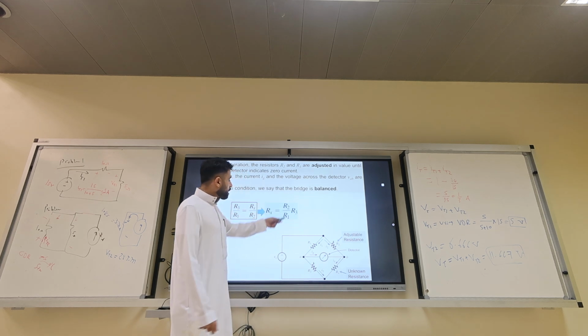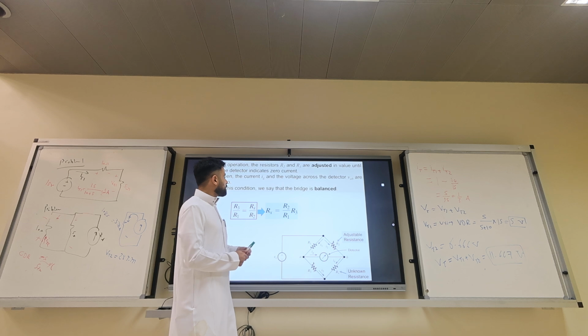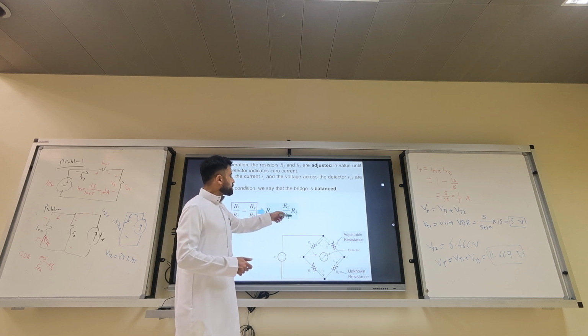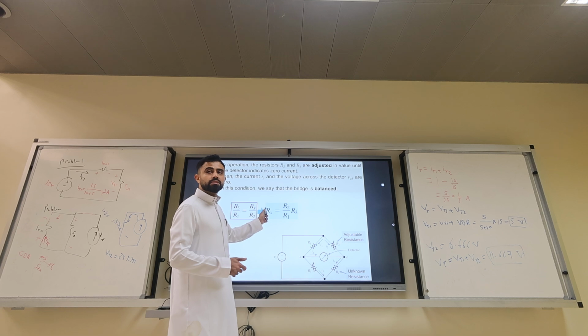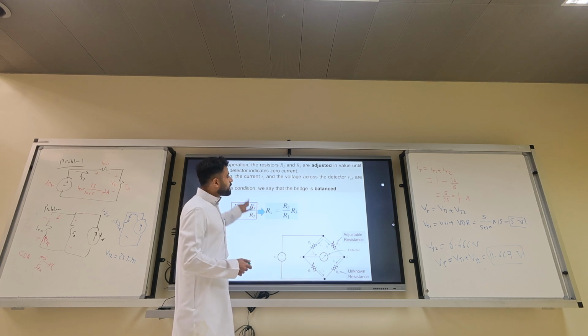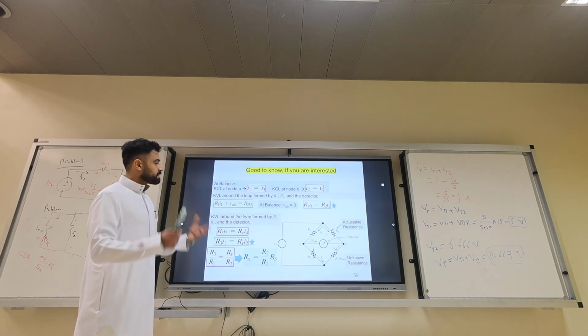So if I bring you a question in the test, where we have a 0 detector current, and R2 and R3 were adjusted to be 5 ohm, and R1 was fixed at 10 ohm, what's Rx? 25 over 10. Easy. The derivation is not required, but you can read it if you are interested.